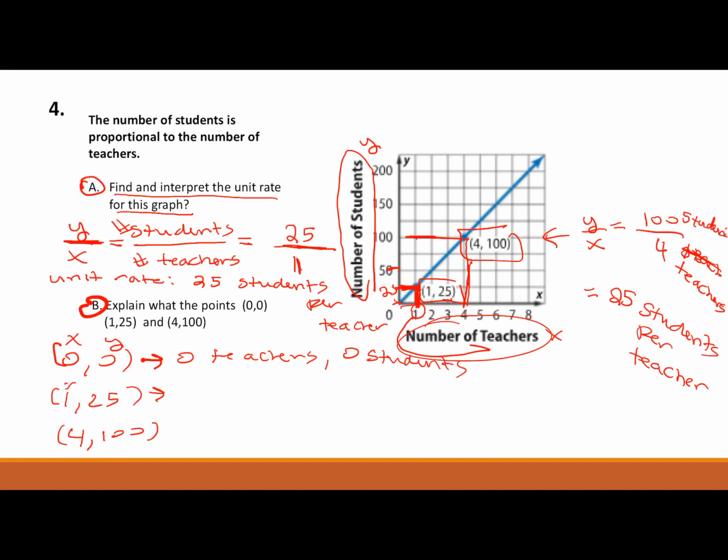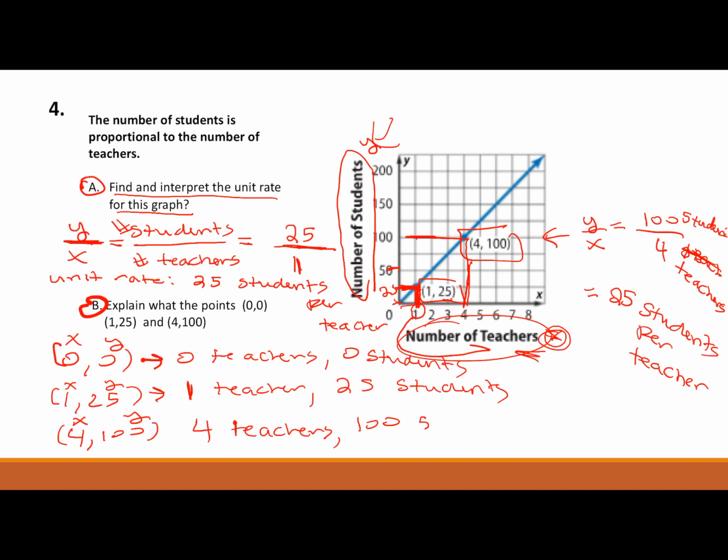Okay, this one, x is 1, so 1 represented x, x is teacher, so 1 teacher, 25 students. Okay, that was y. X here is 4, so 4 x coordinate is teachers. Y coordinate is 100. Remember, the y coordinate represents students. 100 students.